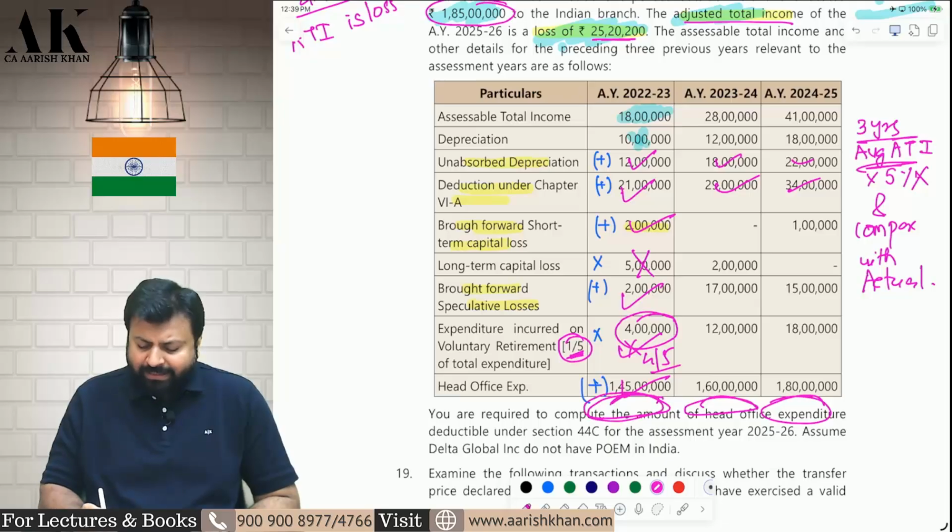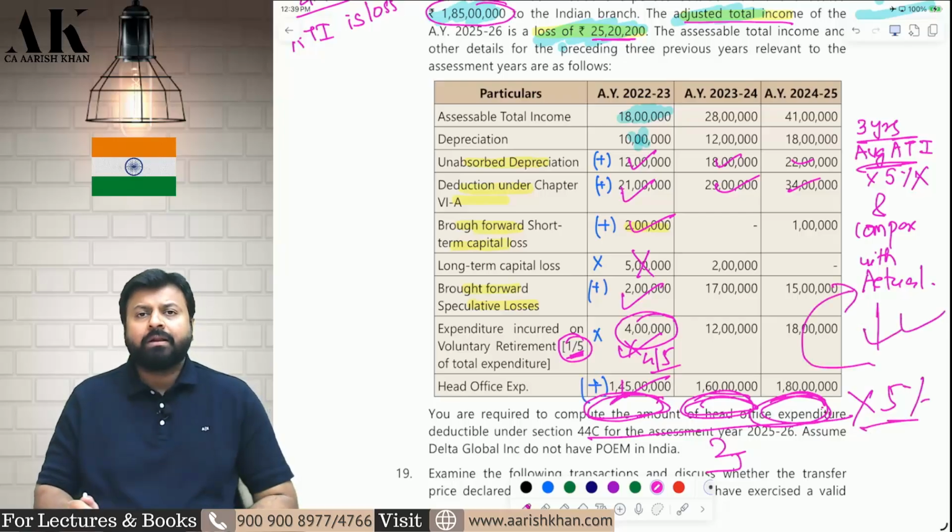After adding all these things, you will get 3 adjusted total incomes. Take total of all 3, divide by 3, multiply by 5%. Compare that with actual. Whichever is lower will be allowed. I hope it is clear to all of you.